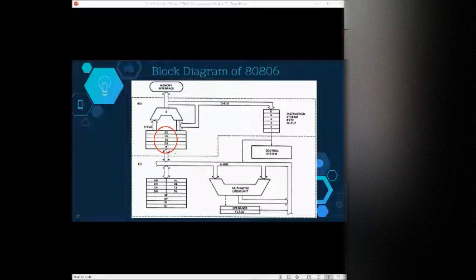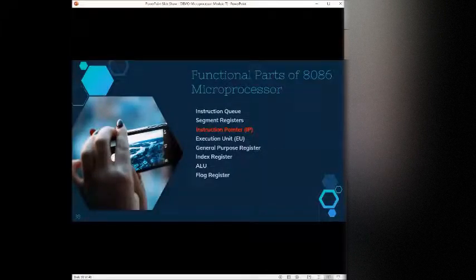Then next, the last is the IP or the instruction pointer. It is a 16-bit register used to hold the address of the next instruction to be executed. Okay? Next, instruction pointer, of course, I discussed this. It is a 16-bit register used to hold the address of the next instruction to be executed.